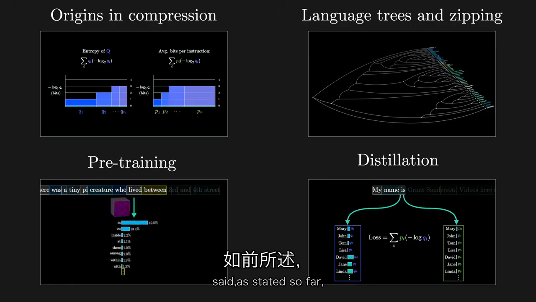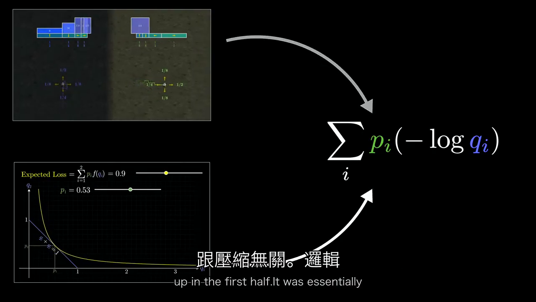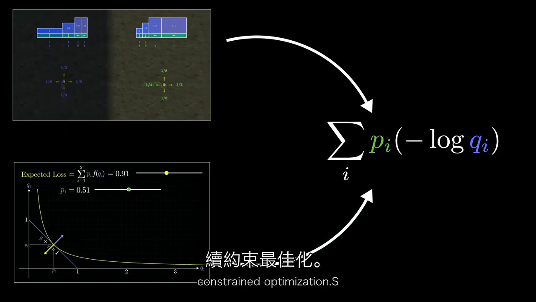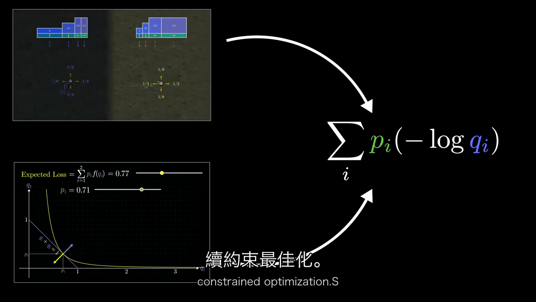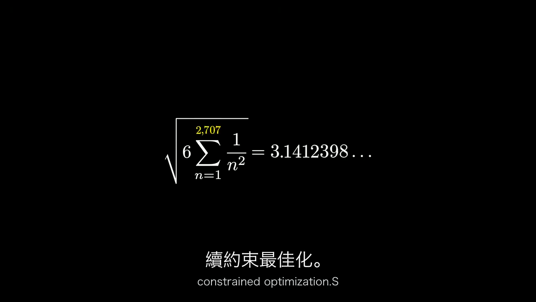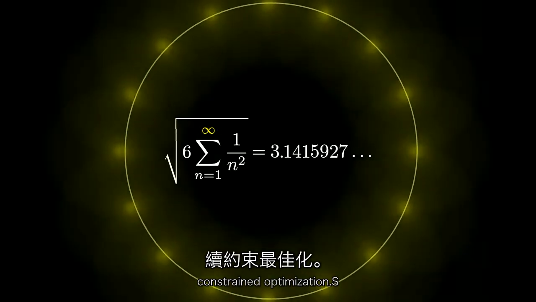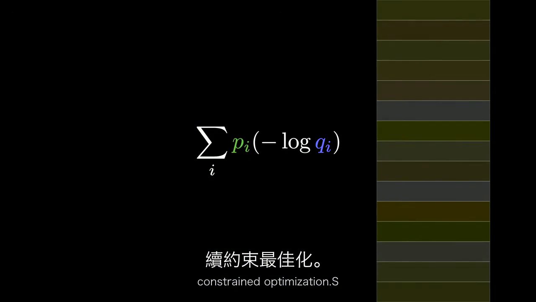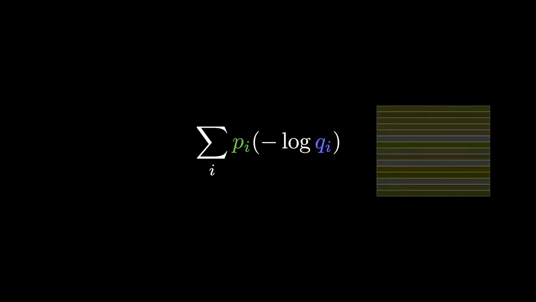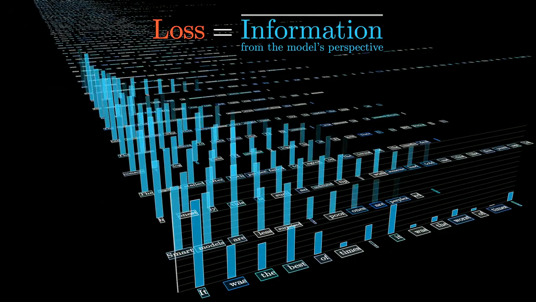All that said, as stated so far, the way that the formula showed up in the second half for us feels pretty different from the way that it showed up in the first half. It was essentially unrelated to compression. The logic actually came from a completely different part of math, constrained optimization. But I wouldn't be putting these two topics in the same video if they didn't have a tighter connection than that. In the same way that whenever you see pi show up in math, even when it seems unrelated to circles, there's always going to be some connection to circles hiding there, I think whenever you see cross-entropy pop up, there will be a way to connect it to compression. And in the case of language models, we've already teed things up for how to make that connection a little bit more tight by describing the loss function as the average information per token from the model's perspective.